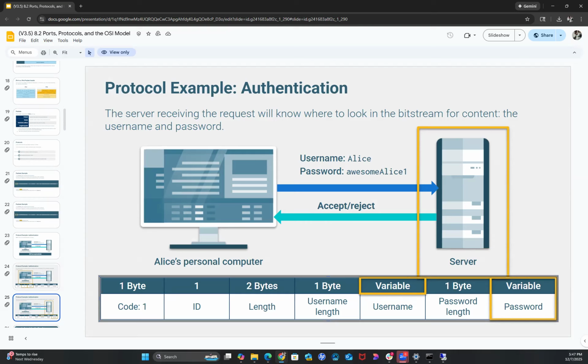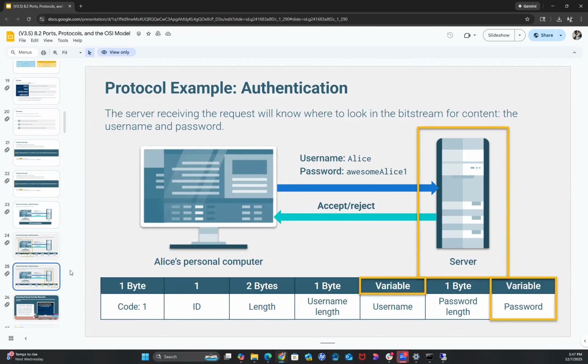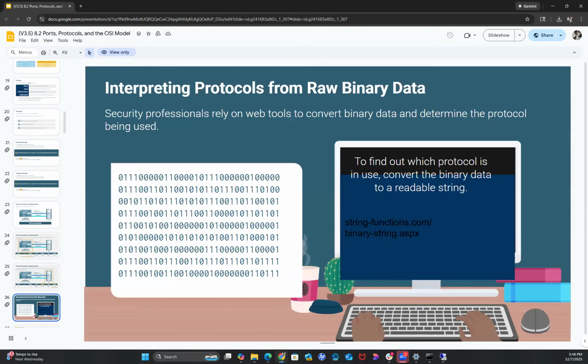The most important fields in PAP are the username, which contains the username the user submits, and the password, which contains the password they send. This is very important. This protocol structure has a 1 byte code, and a length, and so on. This is how to interpret a protocol from raw binary data, and how protocols work in a computer.